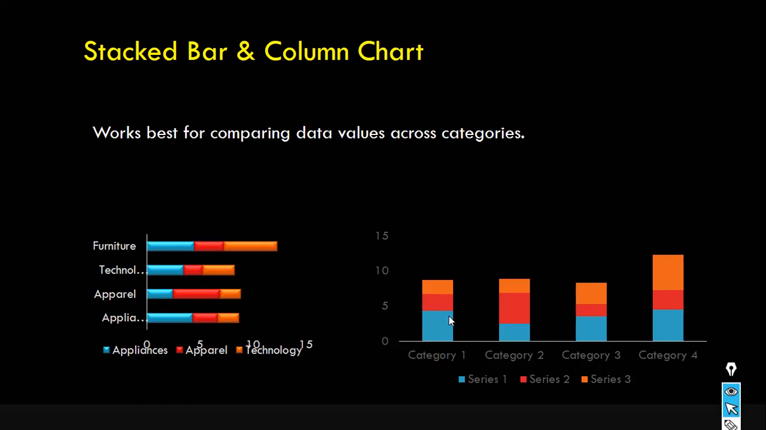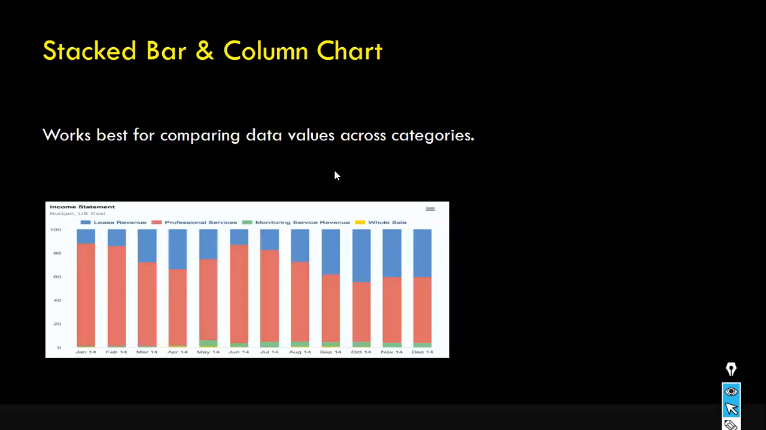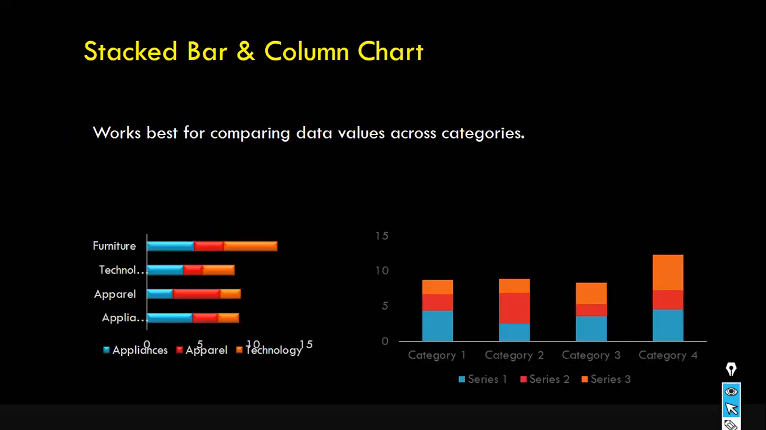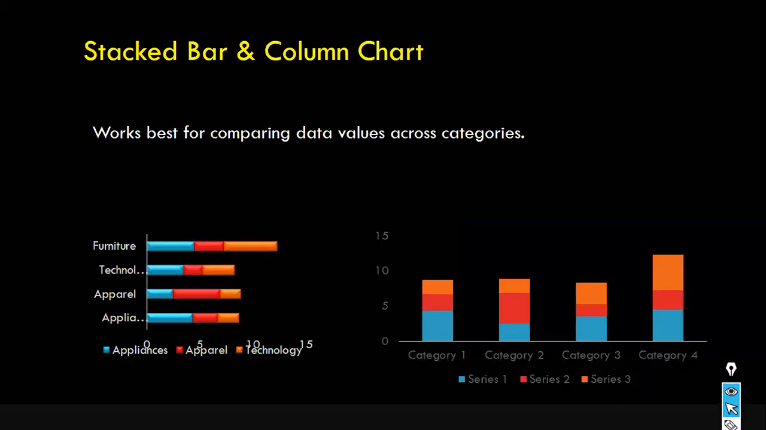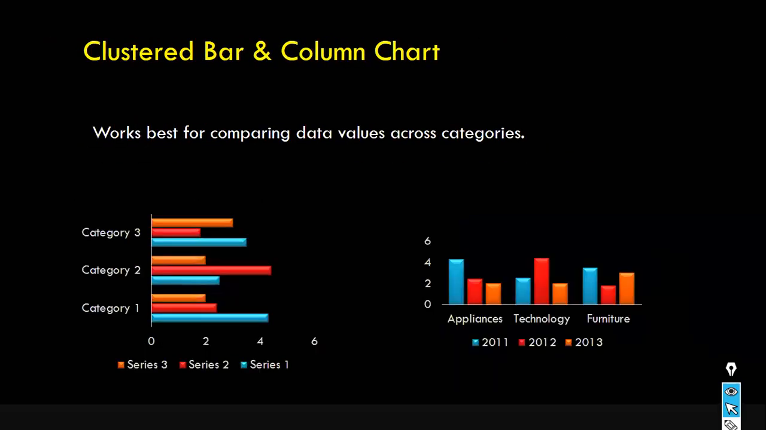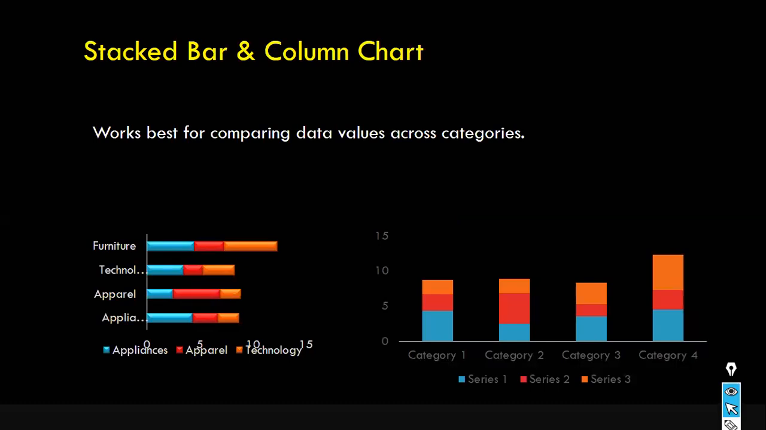And if you compare the whole, the appliances' share is more, the revenue share is more. Okay, that is how you need to compare. If you want to find out a part-to-whole relationship, then you can go for a stacked chart. It works best for comparing data values across categories. That is your clustered column chart. This is your stacked chart. Part-to-whole relationship you want to find out, you can use it.